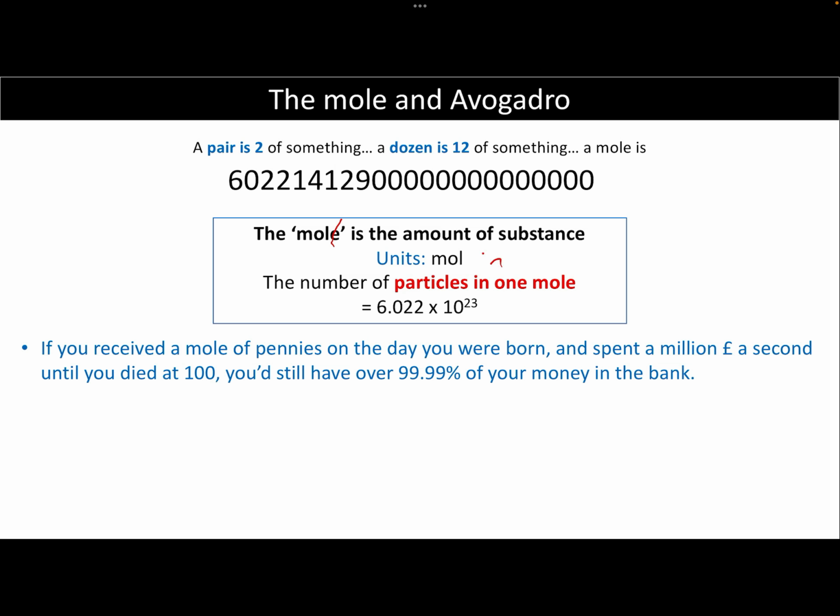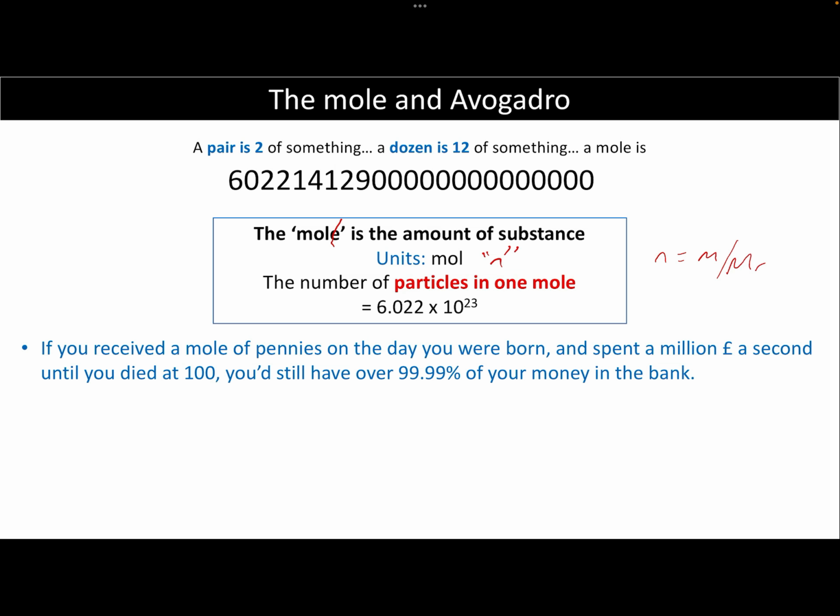Sometimes we may use the letter n to symbolise an amount in chemistry, but that's not a unit. So in equations you might see something like moles equals mass divided by Mr. The number of particles in 1 mole is 6.022 times 10 to the 23, and you're usually presented this in GCSE exam questions if you need to use it.